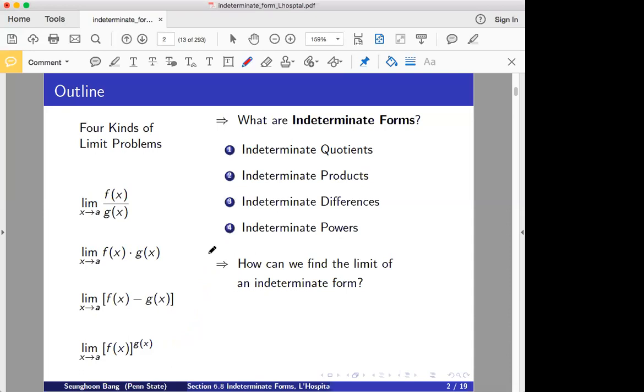How can you find the limit of an indeterminate form? So we have 3 methods. The first one, algebraic method. Second one, L'Hopital's rule. Third one, relative rate of growth. So we think about the 3 kinds of methods. This is the whole outline of section 6.8.